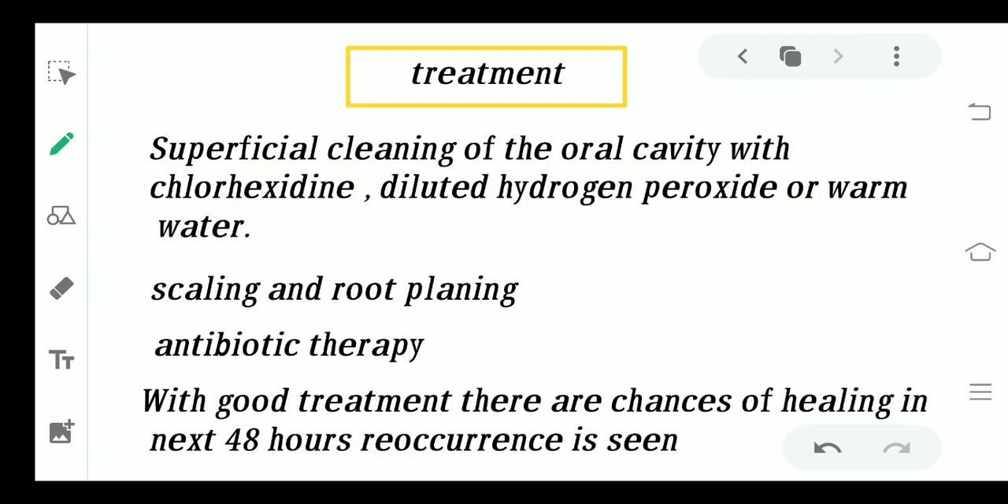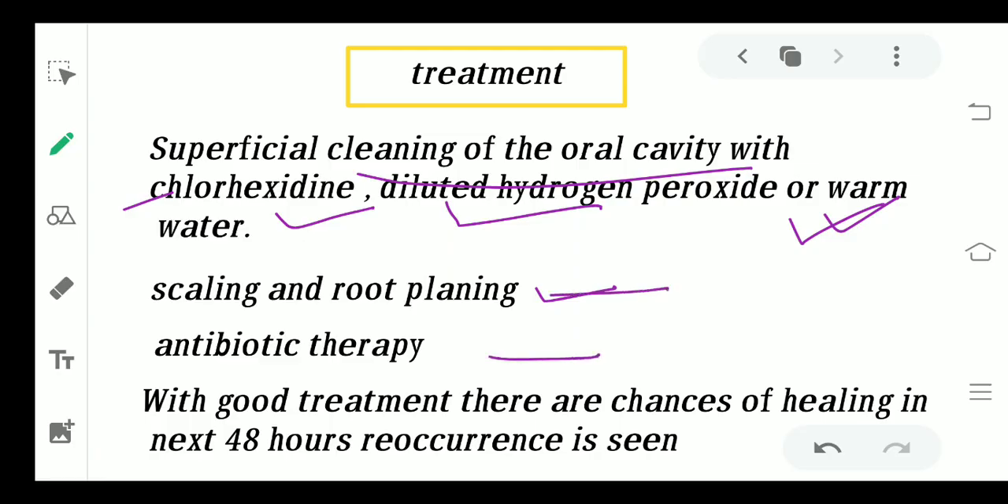Coming to the treatment, superficial cleaning of the oral cavity with chlorhexidine or diluted hydrogen peroxide or normal warm saline can be suggested to the patient. You can suggest the patient to take either this superficial cleaning or maybe simply take warm saline and do gargles, which will help the patient. If the condition is even more severe, you have to go for scaling and root planing. Even if it is not severe, you have to go for this, because this is a kind of cleaning which you have to do. So scaling and root planing can be done.